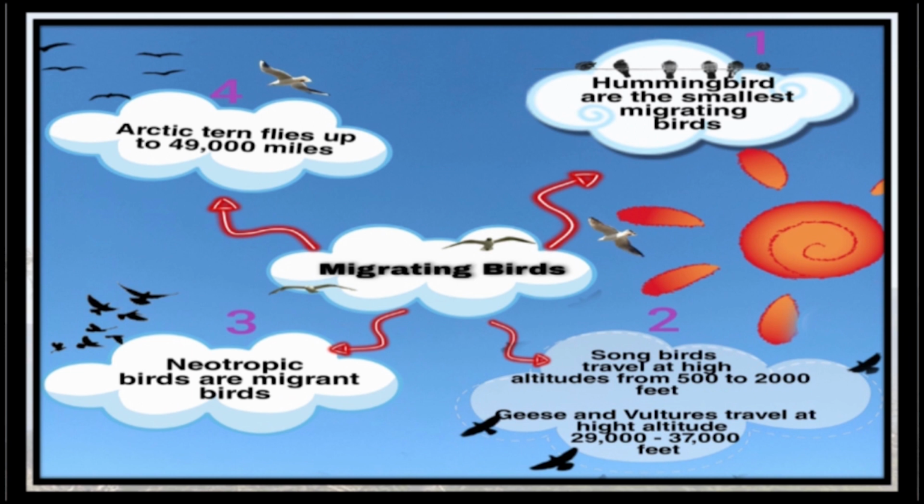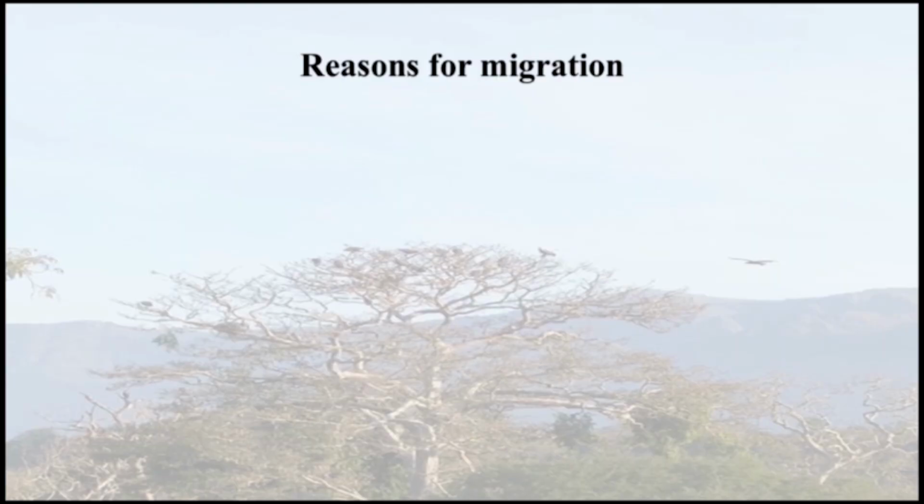The Arctic tern can fly more than 49,700 miles each year, racking up more miles than any other migratory bird.